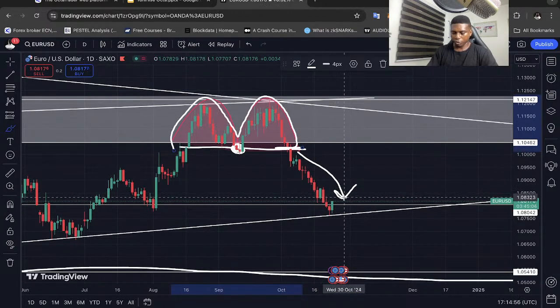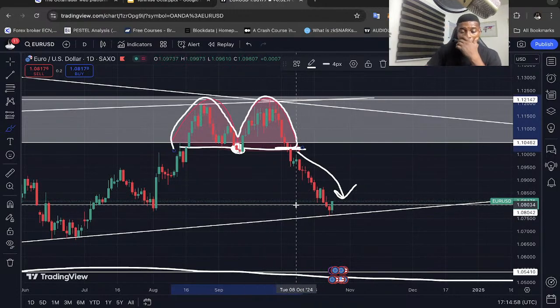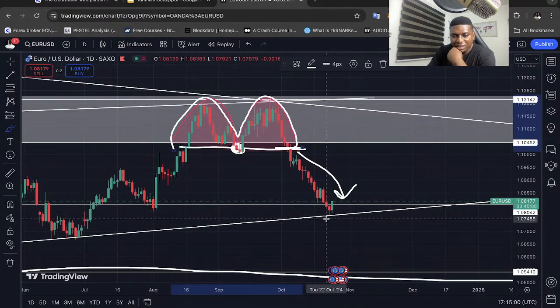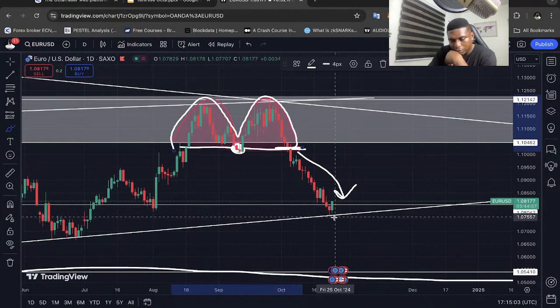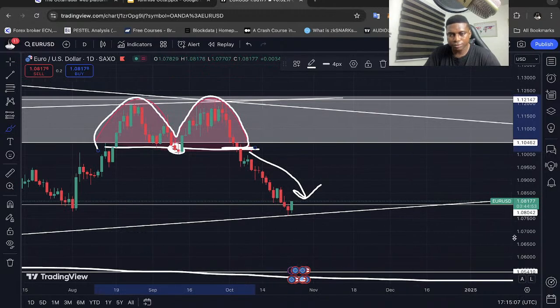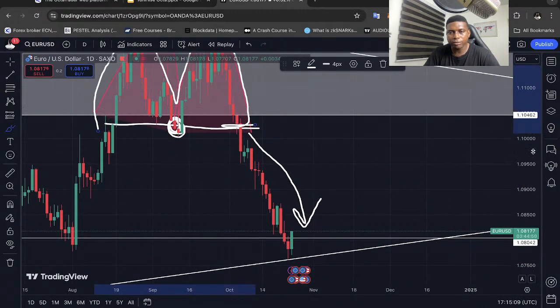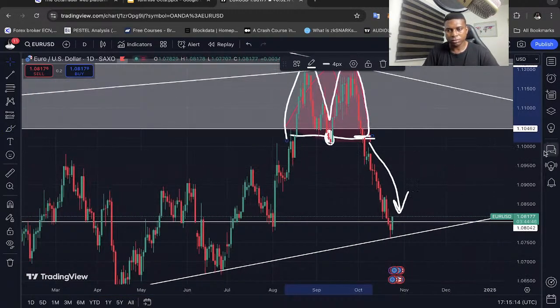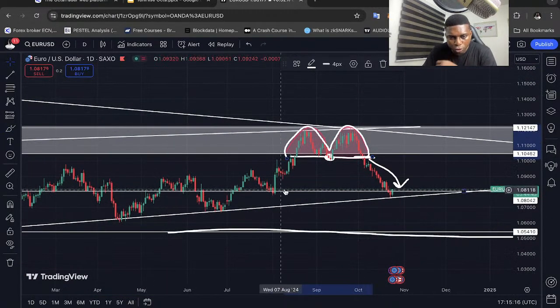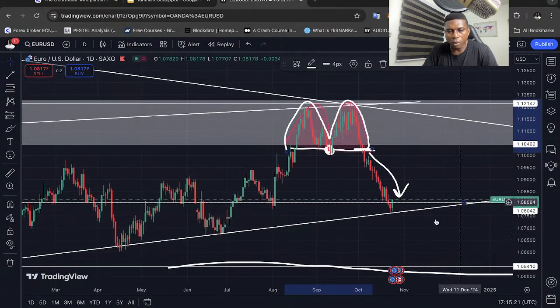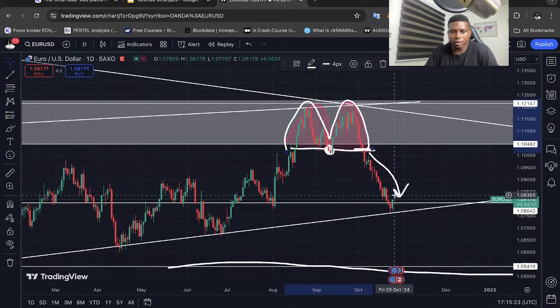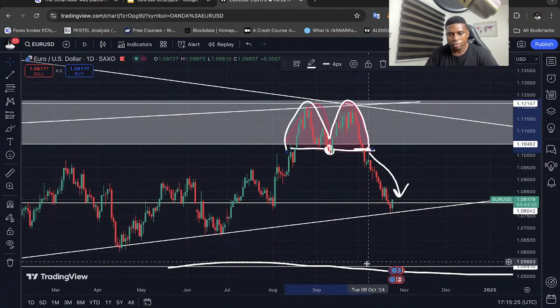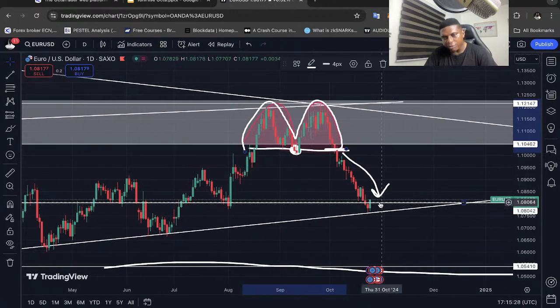We can see how price continues to drop. Now the interesting thing is this: when you look closely here, you'd see that price had already broken down through this support zone that we already mapped out. So price had already broken through this zone. What if what we are seeing here is a fake reversal, or a fake pullback?